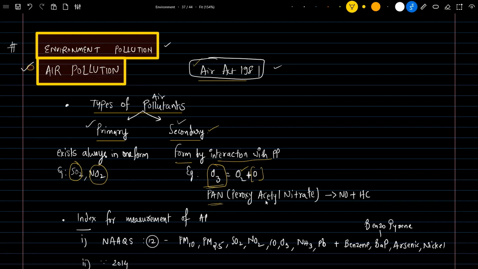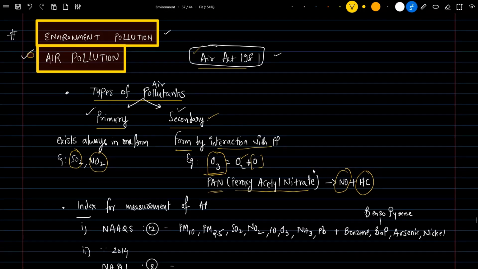Another example is PAN, peroxyacetyl nitrate. It is formed by the combination of hydrocarbon and nitrous oxide. So these are the differences between the primary pollutant and secondary pollutant.